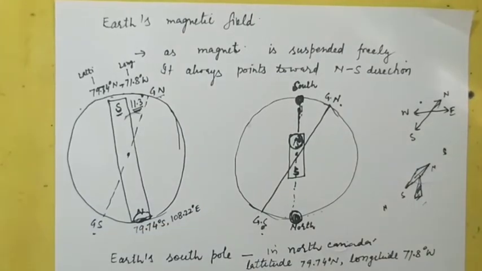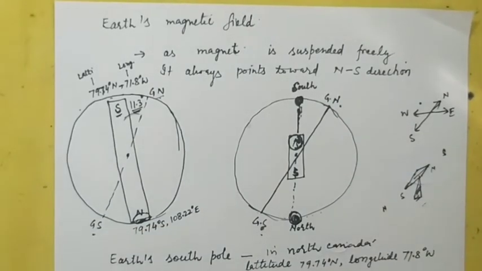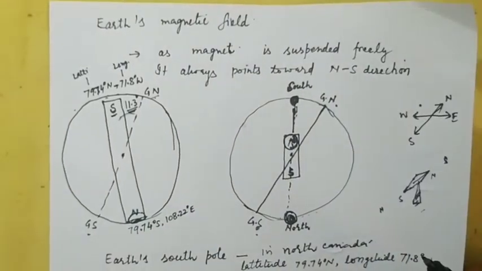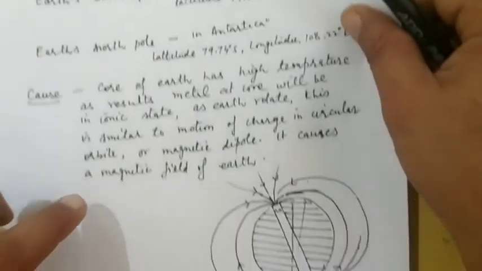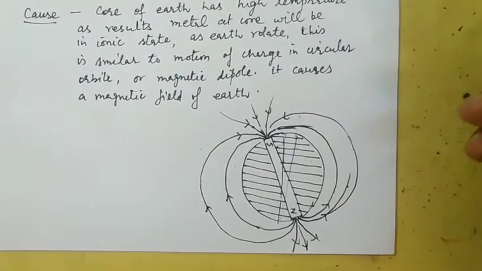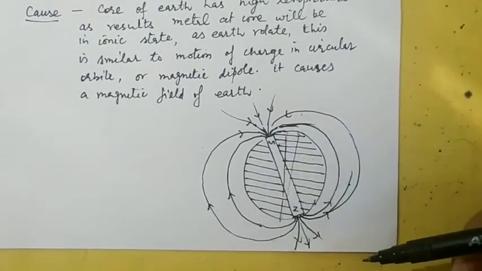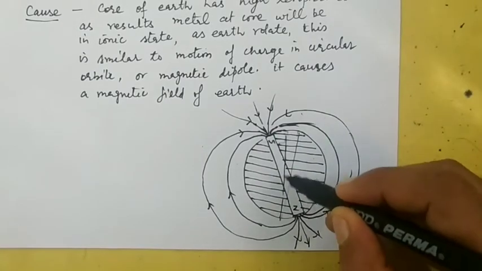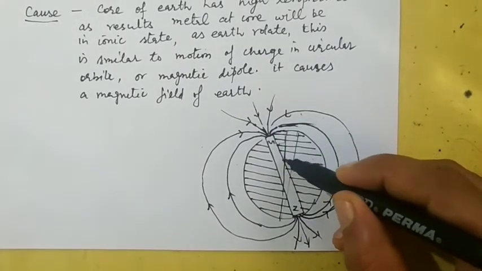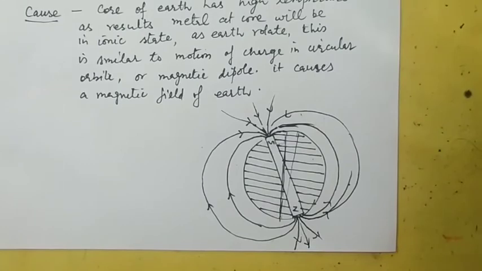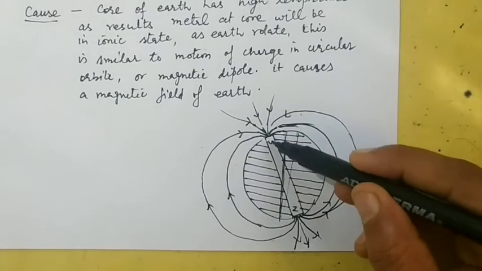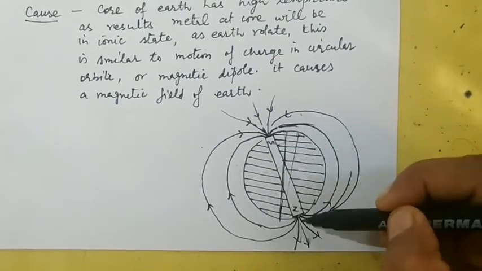If Earth has a magnetic property, then it should have magnetic field lines. So the magnetic field lines of Earth are shown here. These represent the magnetic field lines. This shaded portion represents the Earth, and this is your geographical north-south pole. And along this direction is your magnetic north-south pole of Earth.